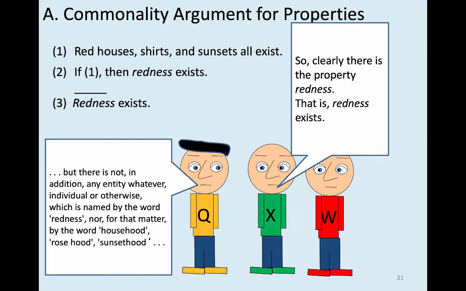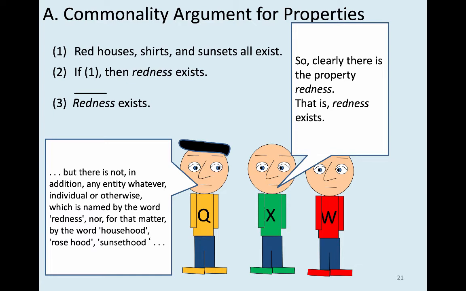But there is not, in addition to the entities out there, that is, in addition to the red house and the red sunset, any entity whatsoever, individual or otherwise, which is named by the word redness, nor, for that matter, by the words househood, rosehood, and sunsethood. So one way you can think of Quine's point here is this. He's saying that the color red is just the set of the objects that are red.